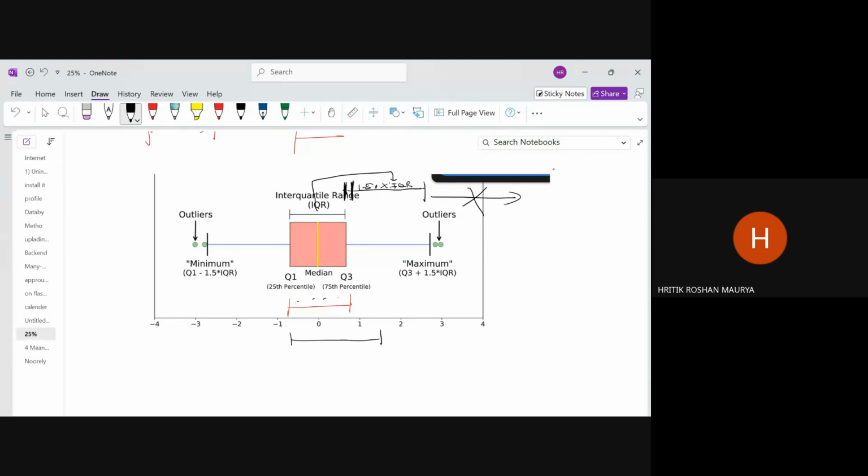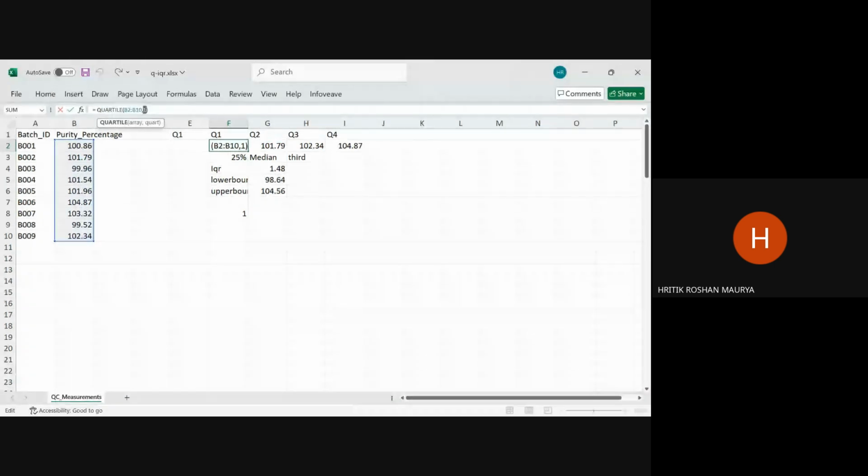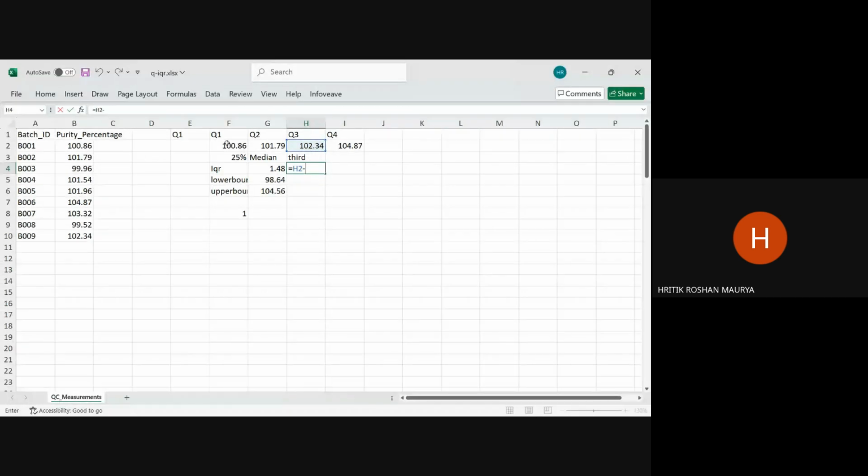So how to calculate it? Just calculate the first quartile, pass the range. I have passed this range, and just pass 1 here, and you will get the first quartile. For the second quartile, just pass the value 2 here, for the same range, and similarly the third and fourth. Then what will be the IQR value? This IQR value is exactly Q3, the third quartile, minus the first quartile.